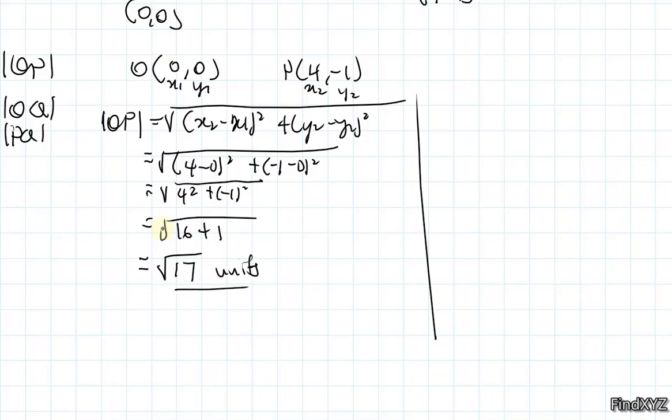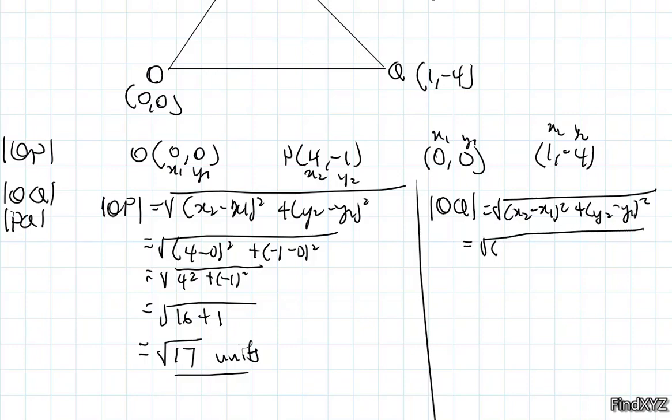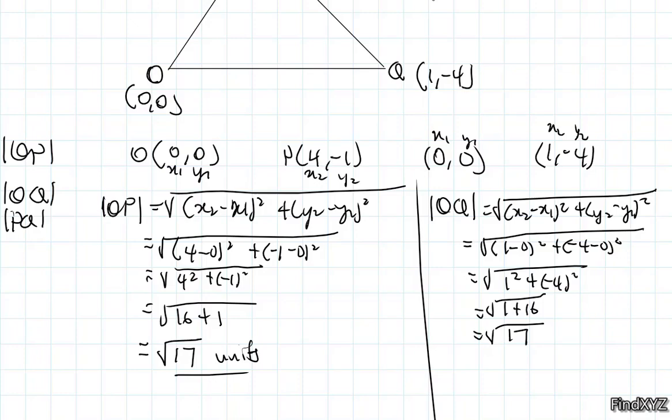Now let's find the length of OQ. For OQ, you need points O and Q. Point O is (0, 0), and point Q is (1, -4). Now let's label our points. So we have x1, y1, and then x2, y2, which is x2 minus x1 all squared plus y2 minus y1 all squared. Now let's substitute in our points. So we have 1 minus 0 all squared plus -4 minus 0 all squared. So this simplifies to 1 squared plus -4 squared. 1 squared will give us 1, -4 squared will give us 16, because every squared number is a positive number. Then this simplifies to root 17 units.